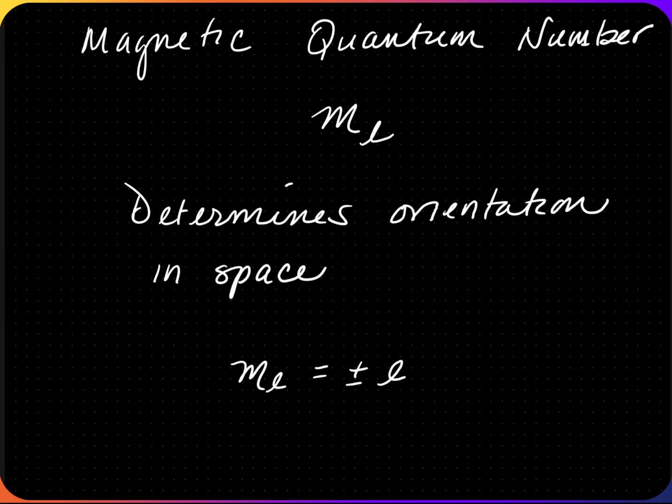The third quantum number is called the magnetic quantum number, which is M subscript L. This determines the orientation in space. Since we live in a 3D world, we're going to use the X, Y, Z plane. The general formula for ML, or magnetic quantum number, is plus or minus L, which is the angular momentum.